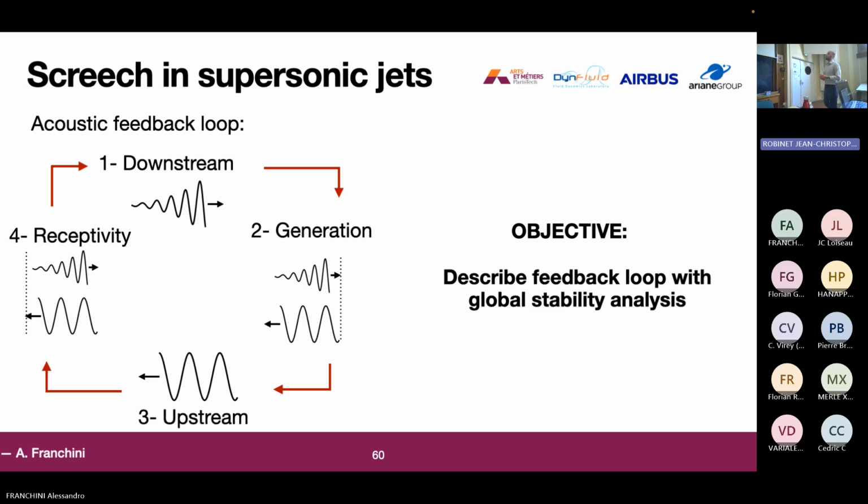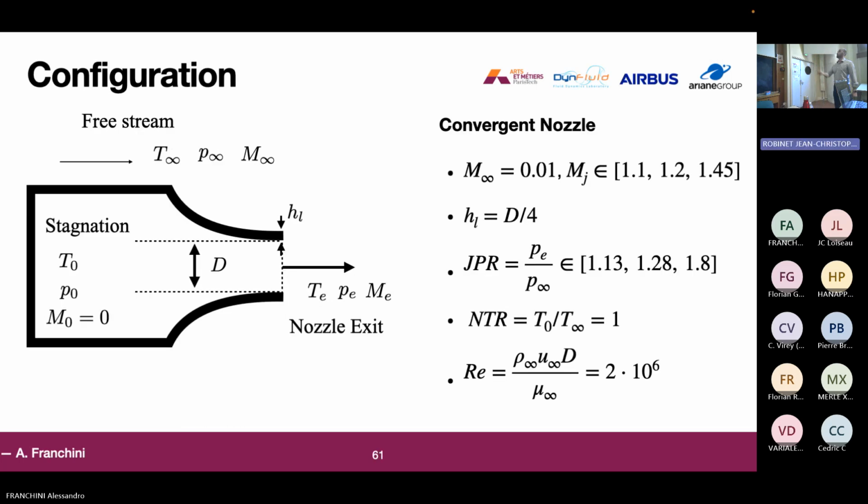Our objective in this work is to try to describe the feedback loop using global stability analysis. The numerical configuration that we want to study is that of a convergent nozzle. Here, this convergent nozzle is immersed into a free stream of ambient Mach number 0.01. We have some stagnation quantities that are accelerated in the convergent nozzle, and we get some temperature, pressure, and Mach number at the exit of the nozzle. We will model the nozzle lip thickness, which will be HL. D is the diameter of the nozzle, and the Reynolds number is 2 million, so that we are in a fully turbulent case, and we will simulate a cold jet, such that the temperature ratio is equal to 1.